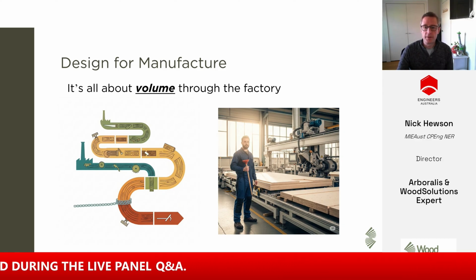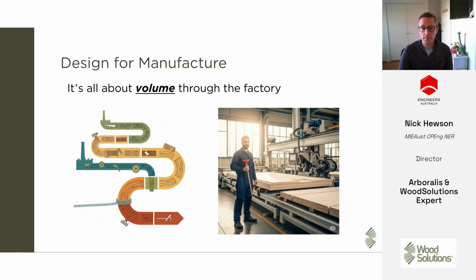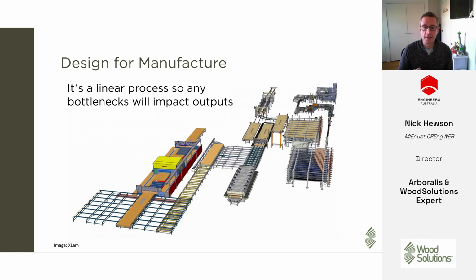So when you're thinking about design for manufacture, the thing to understand is it's all about volume through the factory. The factory wants to be able to get as much material out every working day as they can. So that's their primary focus. So what you need to understand when you're thinking of a factory is they're often very linear processes.